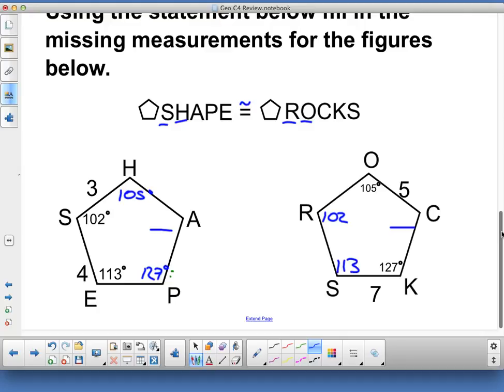What do you know about length RS? It's kind of low, but it's there. What do you know about the length of segment RS? Okay. What do you know about the length of segment RO? We doing okay?